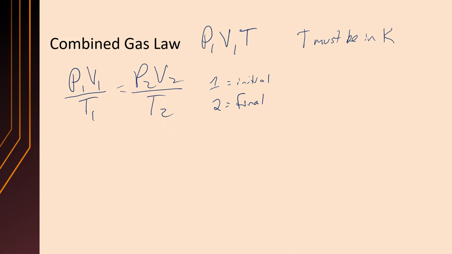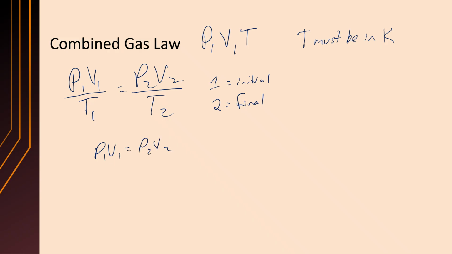And we can plug in our pressures, our volume, and our temperatures into this equation to be able to solve for the one that is unknown. Now, the great thing about this is that if your temperature is constant, you can ignore it from the equation. So if temperature is constant, I would just get P1 V1 equals P2 V2.